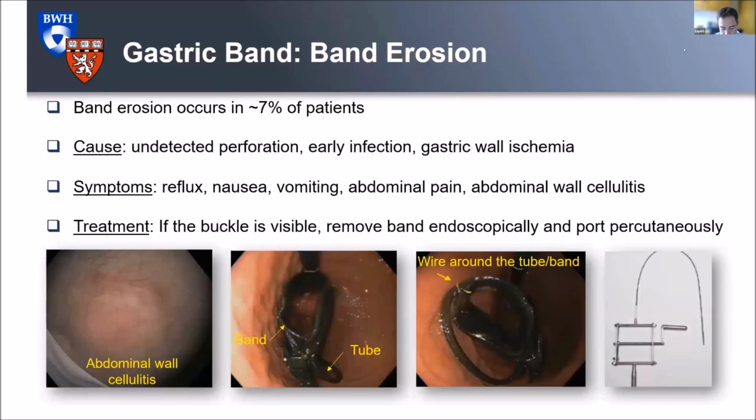If the band is visible, you can remove the band endoscopically. For example, in this case, I passed a stiff wire around the tube and band, fed that wire into the mechanical lithotripter prior to cutting and removing them endoscopically. For this case, a surgical colleague was also in the room, removing the port percutaneously.